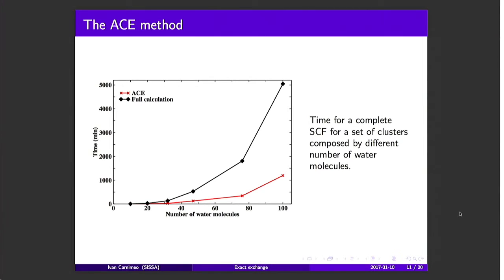Okay, this is a more realistic example. This is a set of clusters of different number of water molecules. We can see that if we do this calculation for a cluster of 100 water molecules, the time for the full SCF is 1/5 the time of a full calculation without the ACE method.